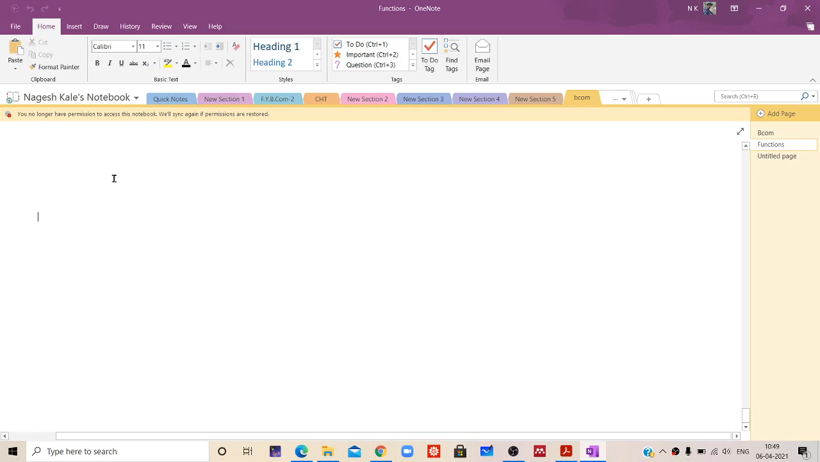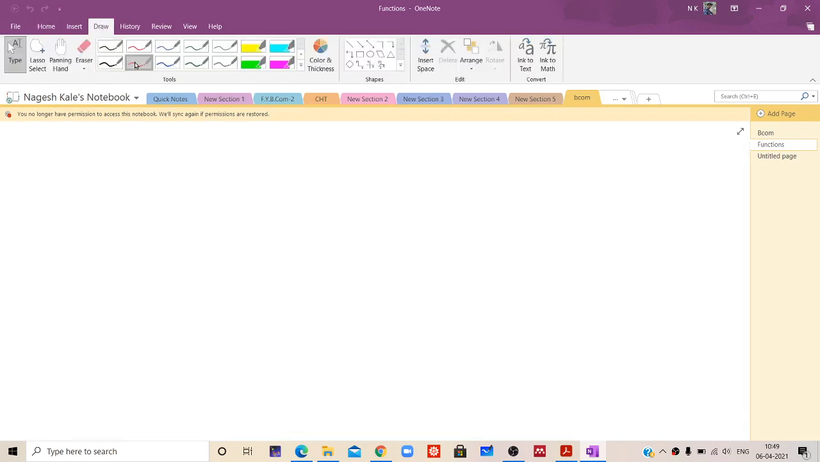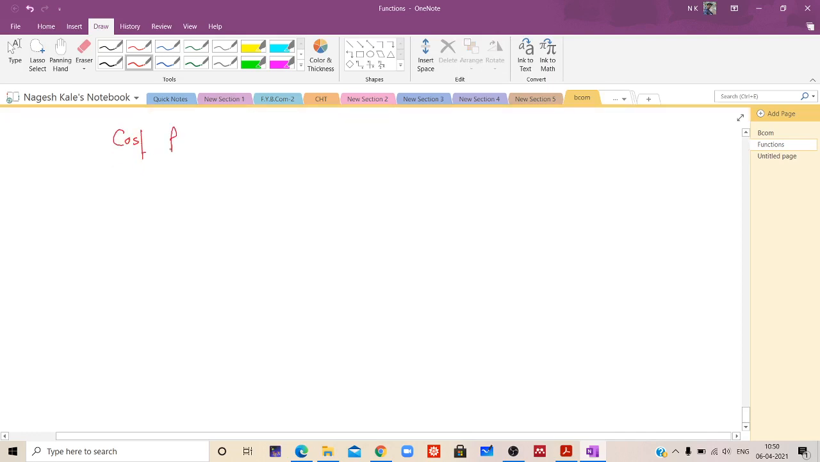Now we will go to the next kind of functions which are equally important in our course. Let me just give you the outline of today's lecture. We will see the cost function, then we will discuss revenue function, and then we will discuss profit function. Cost function, revenue function, profit function. So let me discuss this all together with a single example.